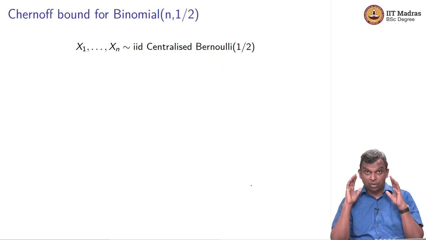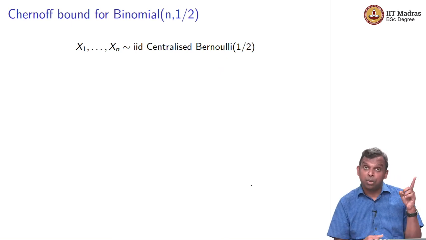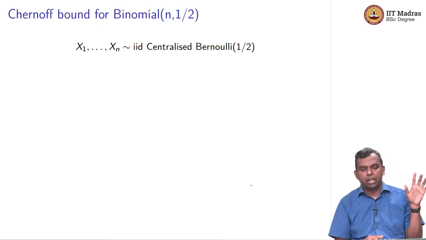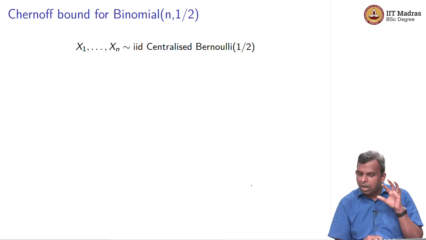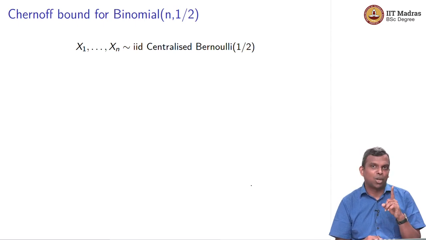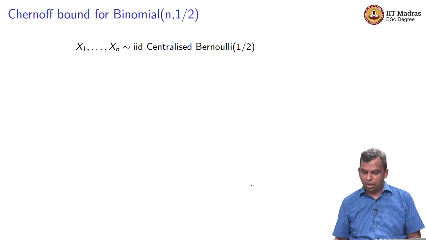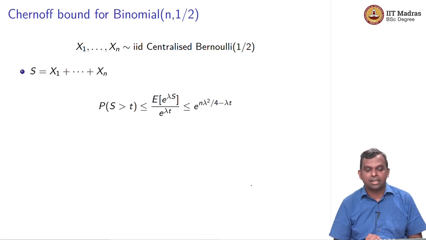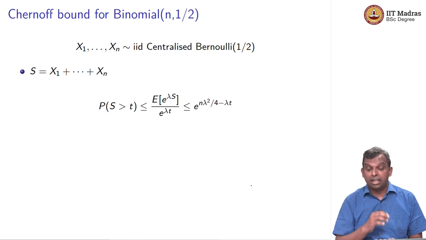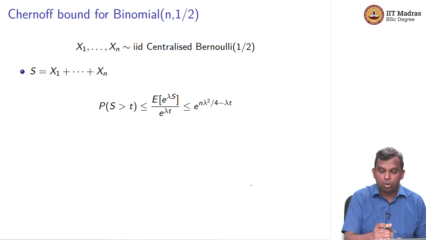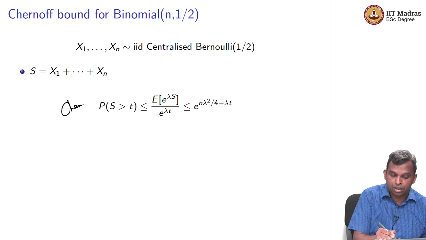Okay, now we're ready to see the Chernoff bound. You remember the idea, right? It's just Markov inequality applied to e power lambda x, e power lambda t, and we had the MGF show up, and once you have a good MGF, you have a good Chernoff bound. And that's what we're going to see for the binomial. So, I'll start with x1 through xn being centralized Bernoulli, and I'll look at the sum x1 plus so on till xn. Now, this is Chernoff. This is the basic Chernoff method.